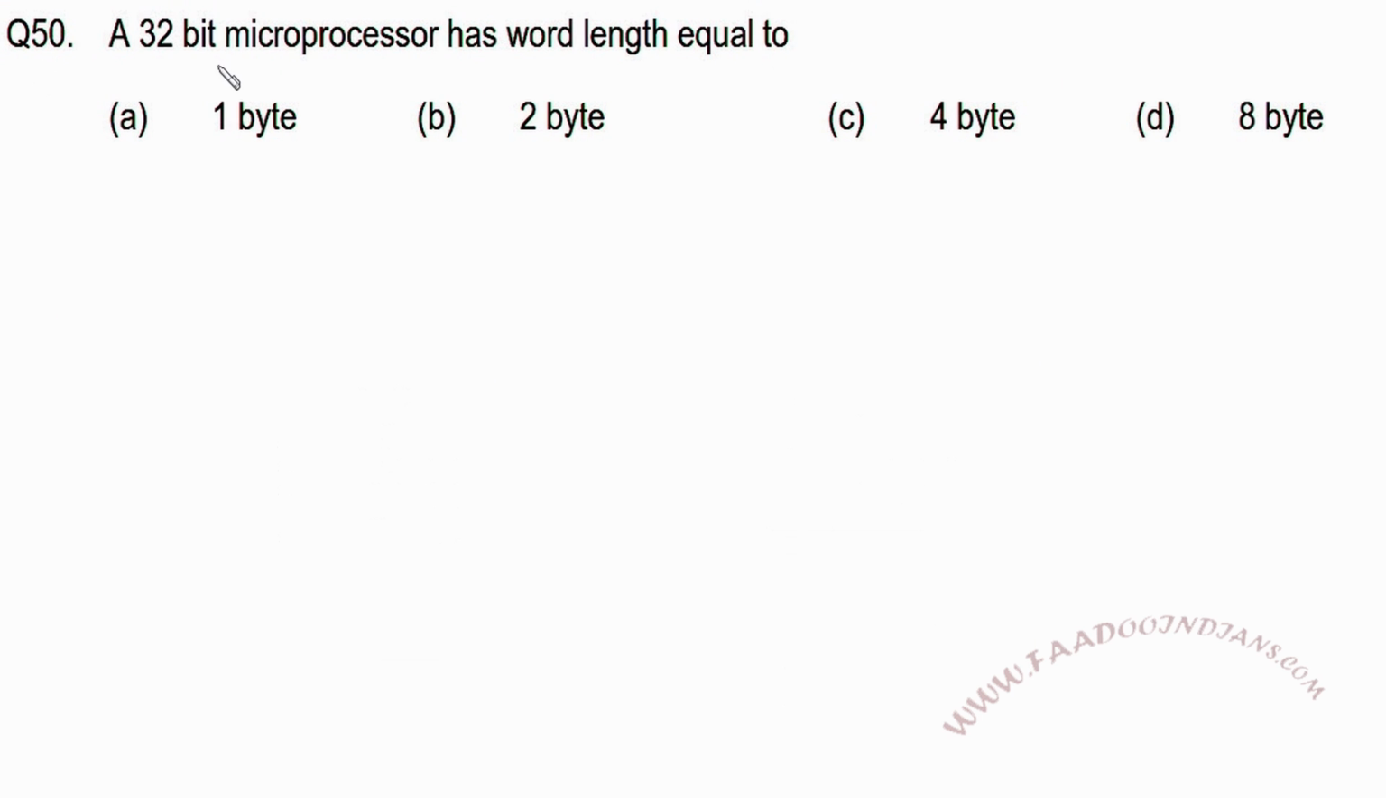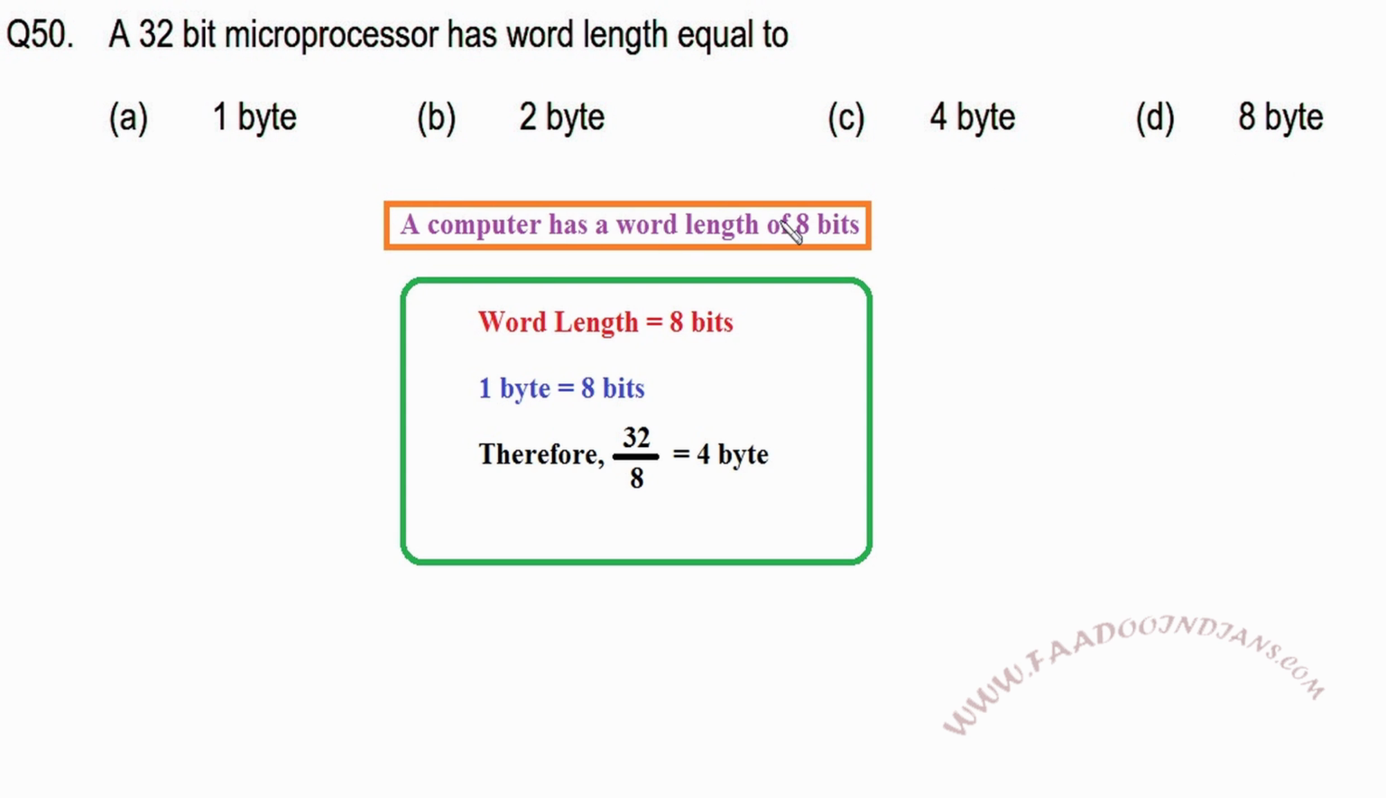50. A 32-bit microprocessor has word length equal to 1 byte, 2 byte, 4 byte, 8 byte. Well, a computer has a word length of 8 bits. So word length equal to 8 bits and 8 bits is equal to 1 byte. Therefore, when we divide 32 by 8, we get 4 bytes. And that was your last question. That is question number 50.